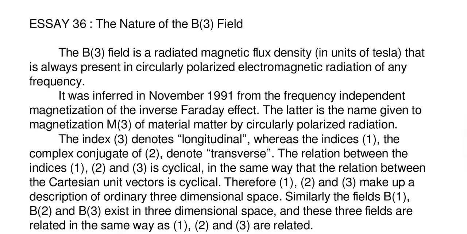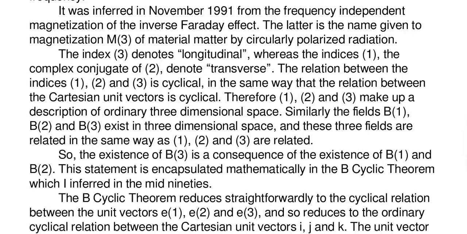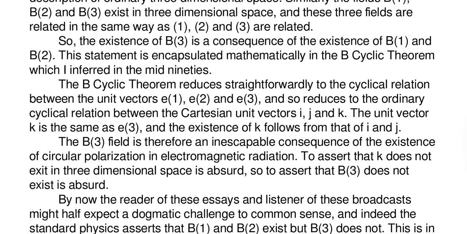The relation between the indices 1, 2, and 3 is cyclical in the same way that the relation between the Cartesian unit vectors is cyclical. Therefore, 1, 2, and 3 make up a description of ordinary three-dimensional space. Similarly, the fields B1, B2, and B3 exist in three-dimensional space, and these three fields are related in the same way as 1, 2, and 3 are related. So the existence of B3 is a consequence of the existence of B1 and B2.